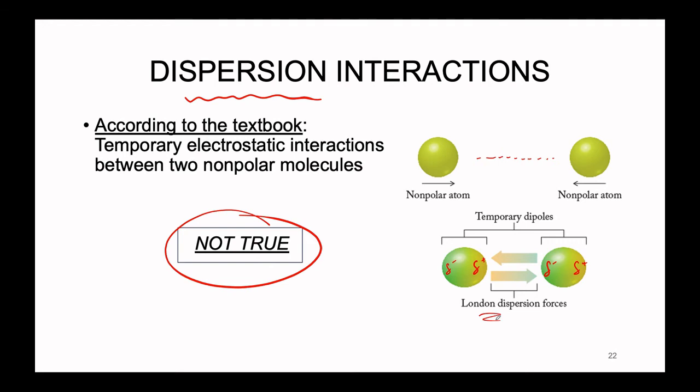The reason why this is nonsense, to me, statistically speaking, is if these are temporary dipoles, they are going to be so fleeting and so statistically unlikely to form, there is no way that we would end up with strong dispersive interactions that we see experimentally.